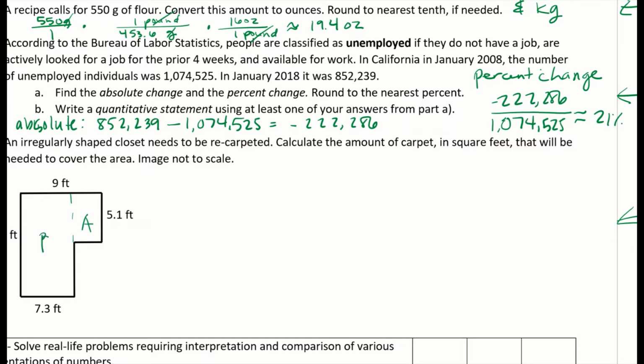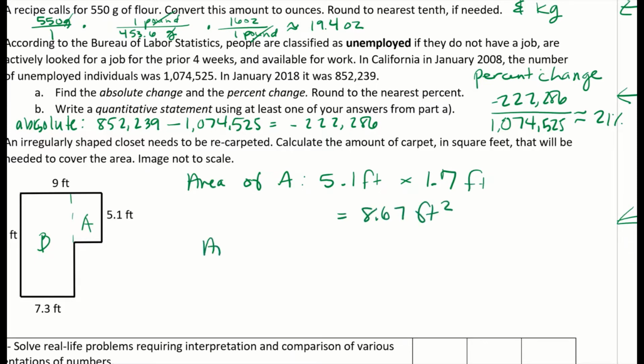Next question, we're looking at area of this L shape or irregular shape. I need to split it into two rectangles and then find the area of A. So I'm going to take 5.1 times 1.7. I get that 1.7 by subtracting the 9 and 7.3. For area B, that's going to be 11 feet times 7.3. And I'm going to add those two values to get the total area.